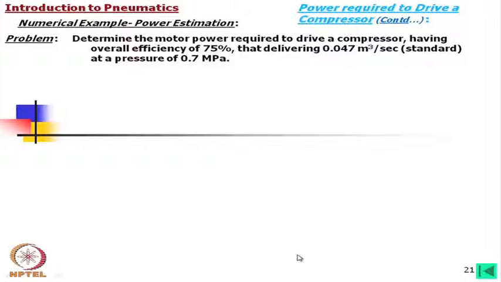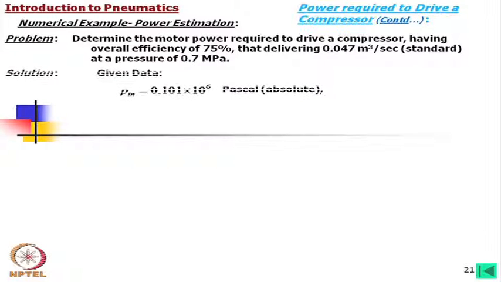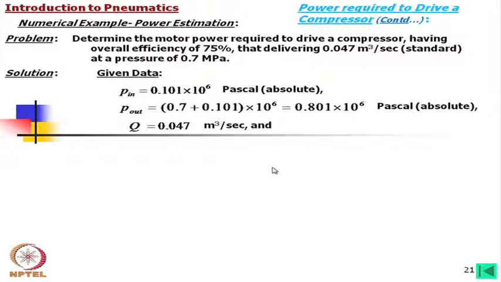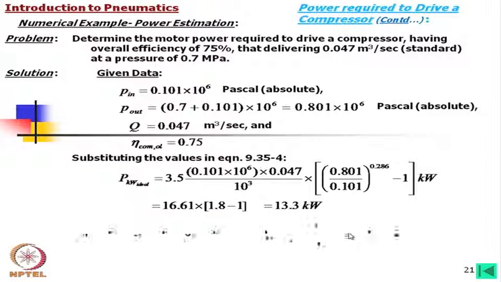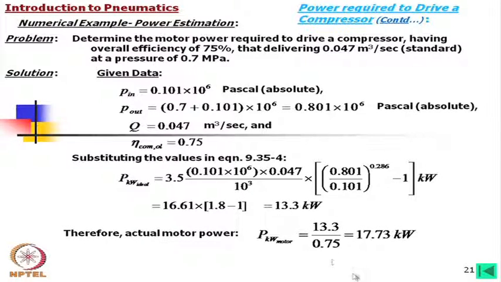And again, if we consider another problem: determine the motor power required to drive a compressor having overall efficiency equal to 75%, that delivers 0.47 meter cube per second at a pressure of 0.7 megapascals. So, these are the given data. Considering this, we can calculate the ideal power, which is coming 13.3 kilowatt, and the efficiency is 0.75, so 17.73. So, we recommend a motor of 18 kilowatt.